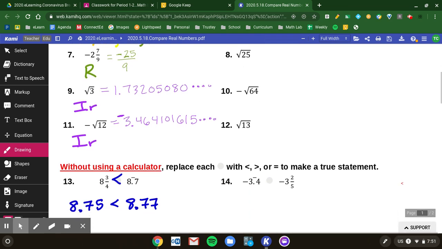Please notice, for the bottom portion of the first page, it says no calculator. Without using a calculator, we need to compare these numbers. All right, we can do that. For instance, 8.7 repeated. Maybe I'm going to go one more spot.